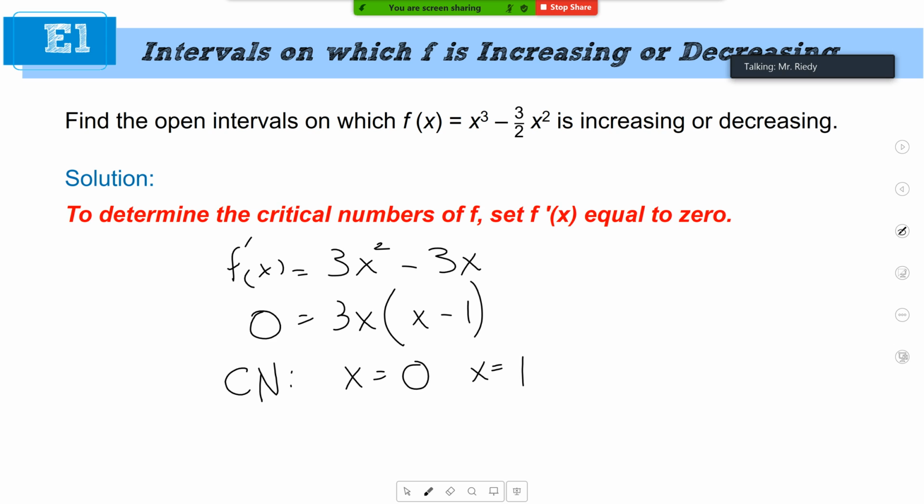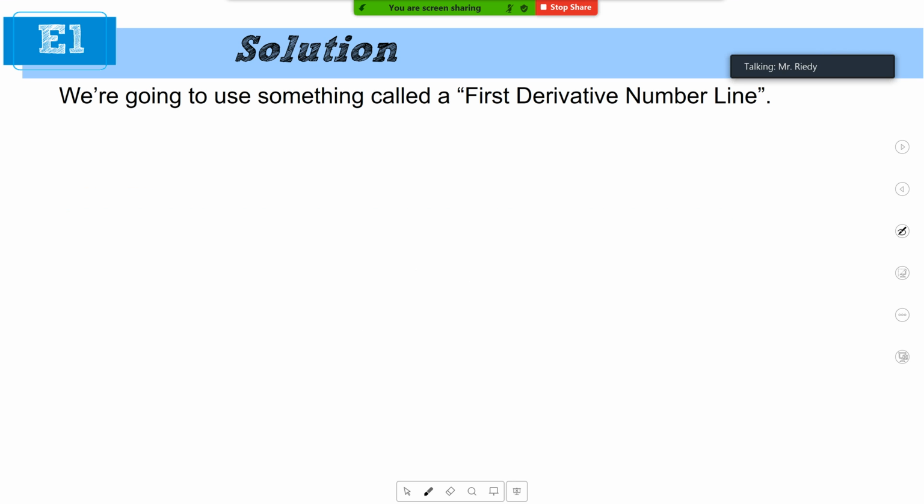Okay, now, of those critical numbers, we cheated and we looked at the picture. But if we didn't look at the picture, we then have to figure out what's going on with 0 and 1. 0 and 1 could be a max, could be a min, could be neither. You'll see that more as we get more in depth. How are we going to figure that out? Well, we're going to use increasing and decreasing, and something called the first derivative number line.